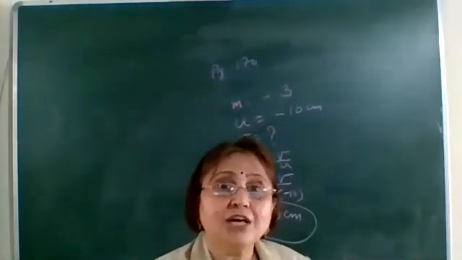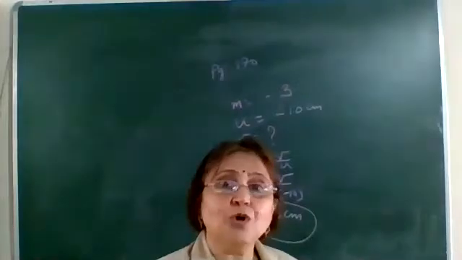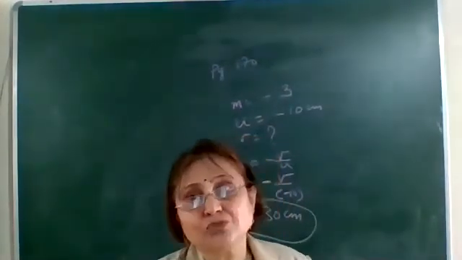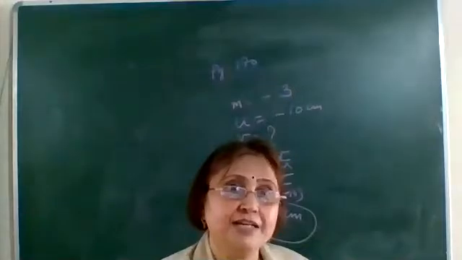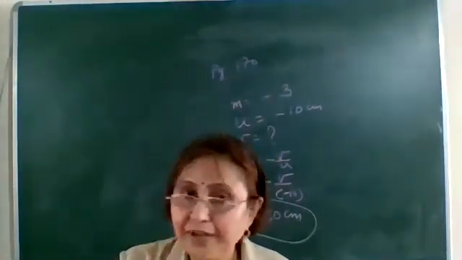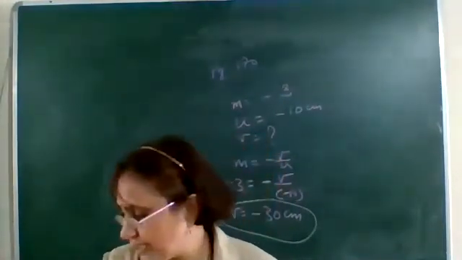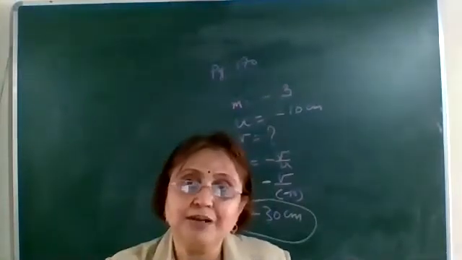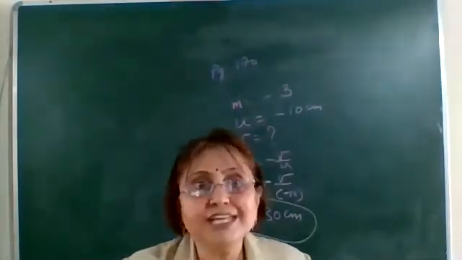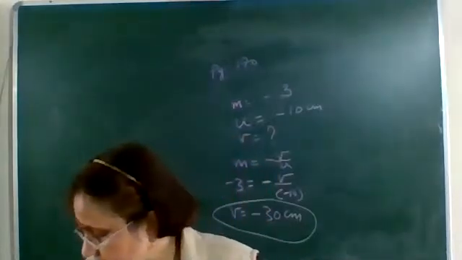We know that when the object is placed between pole and principal focus, the image formed is virtual, erect and magnified. So how is the image formed? Virtual, erect and magnified when the position of the object is between the pole and the principal focus. So which option is correct? The last option, D option is correct.